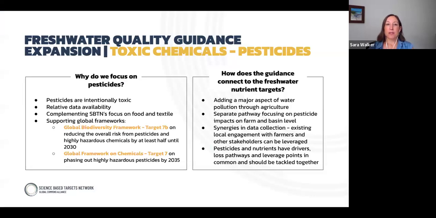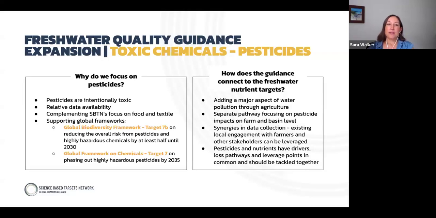One, pesticides are directly released into the environment and are intentionally toxic to tackle pests. Two, compared to other types of chemical pollutants, there's relative data availability to enable target setting. Three, pesticides are directly relevant to SBTN's strategic focus on the food and textile sector. And finally, pesticides are explicitly called out in global frameworks like the Global Biodiversity Framework, which calls for reducing overall risk from pesticides by half, and the Global Framework on Chemicals, which calls for phasing out highly hazardous pesticides.